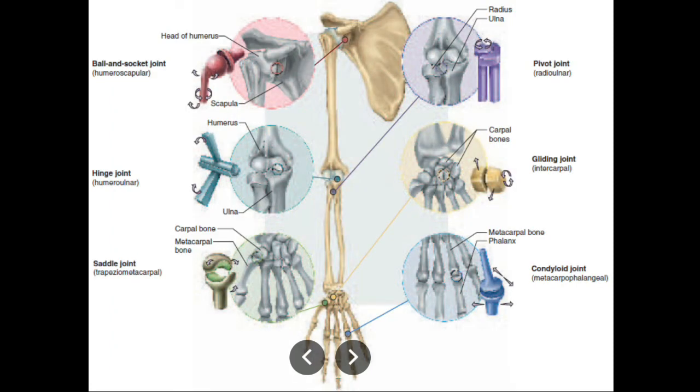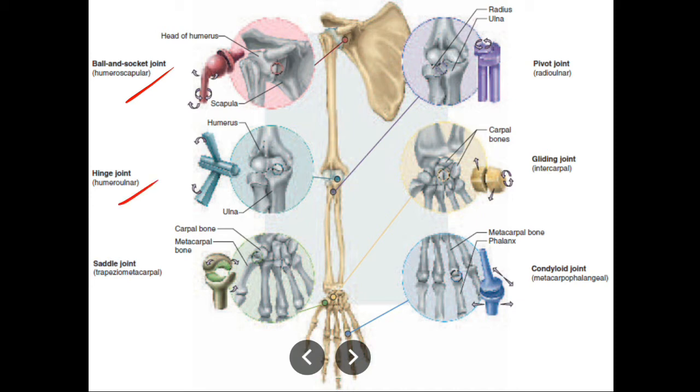Here we have the 6 kinds of synovial joints. Those are present in the upper limb. So here we go, the ball and socket joint first of all, between the head of the humerus and the scapular fossa, what we call the glenoid fossa. And then we have here the hinge joint between the humerus and the ulna.